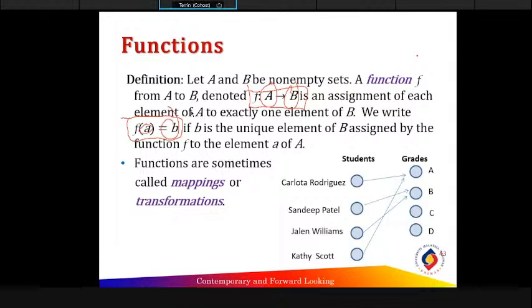So we say that it is a unique element of B assigned by the function f to element a. Now, because we say that it is a unique element of B assigned to a, it means that there can only be one value of B for every element in A. But when we look at this side here, assuming that this is the function f that maps from set A to set B.